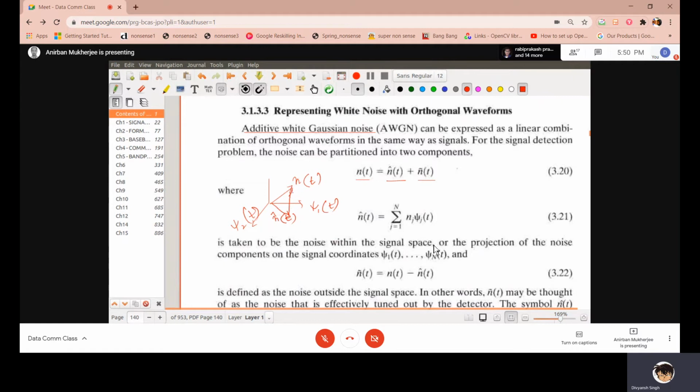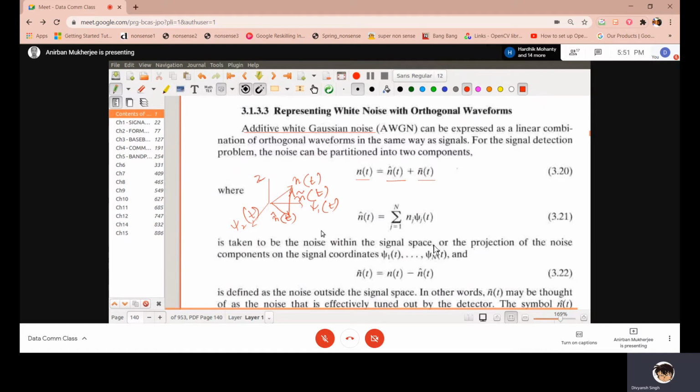And this particular one means the error, which is N tilde. That means the orthogonal projection error. So this is the signal space, and some component of the noise is lying in the signal space, and some component is not lying in the signal space. That vertical component, the z-axis component, is N tilde t, and this is N hat t.